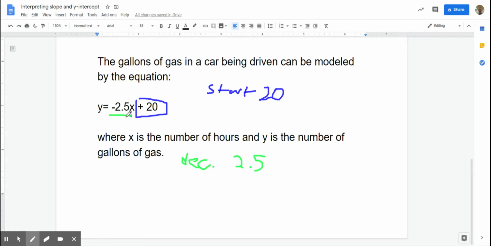And then I have to ask myself, how often? Well, let me see. x is the number of hours, so every hour. So it's decreasing by 2.5 gallons per hour. Then I can say the whole story: the car started with 20 gallons of gas, and we're using 2.5 gallons of gas per hour. And that's the basics of determining how to interpret slope and y-intercept.